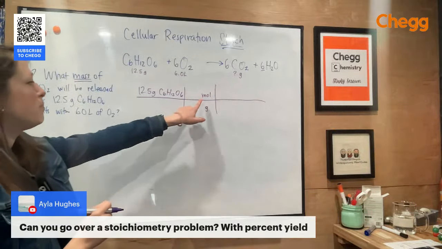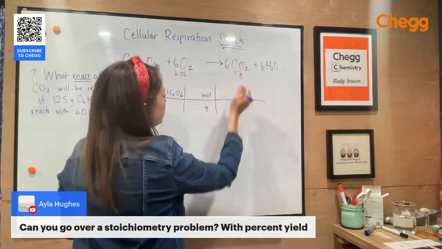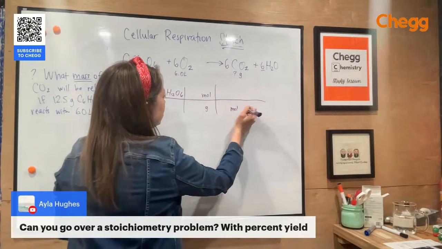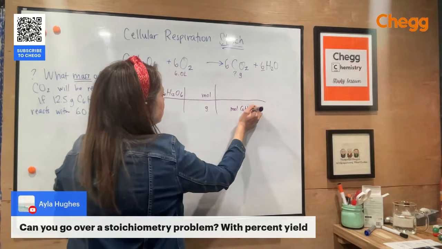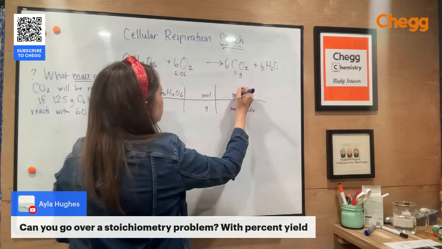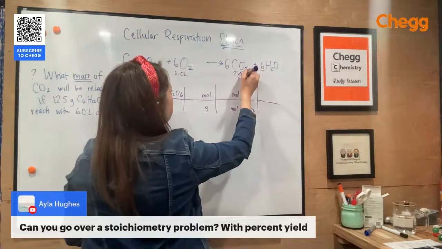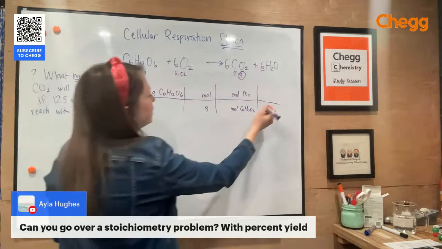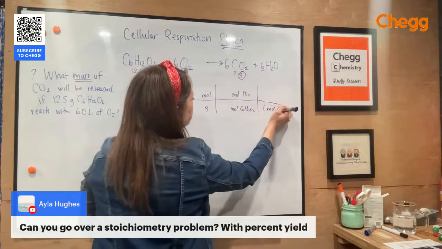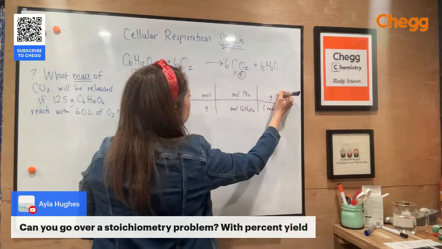Then I'm going to convert from moles of glucose into whatever I'm looking for, into moles of CO2. Last step, I don't want my answer in moles, I want it in grams. So I'm going to convert from moles of CO2 into grams of CO2.